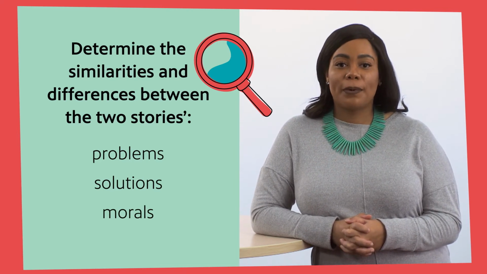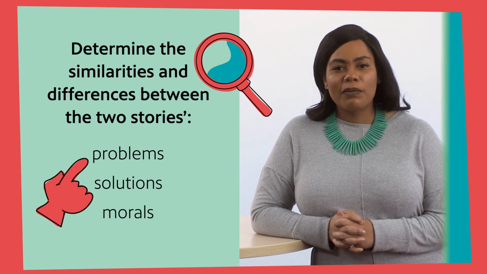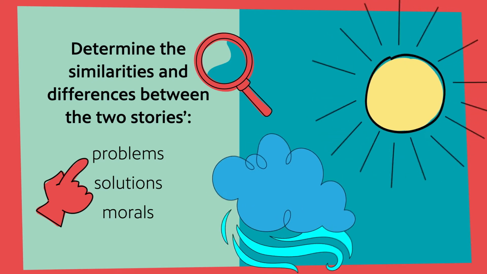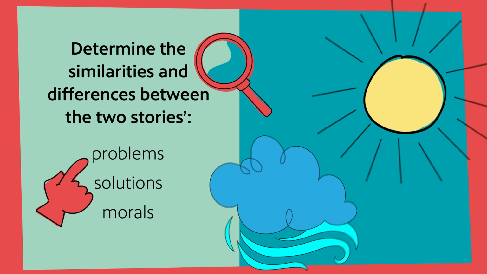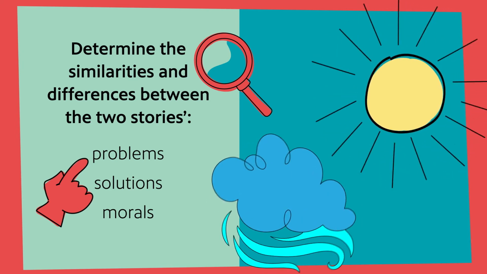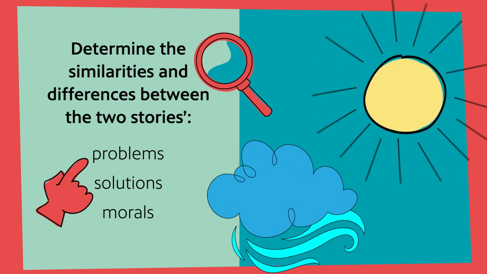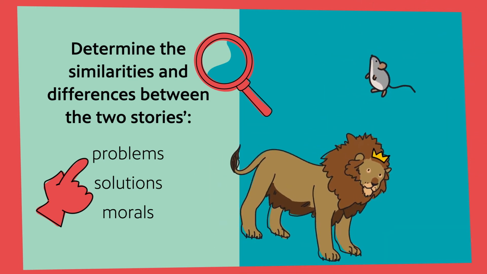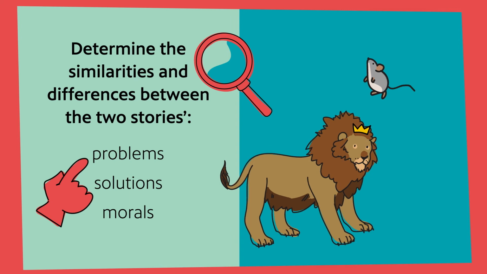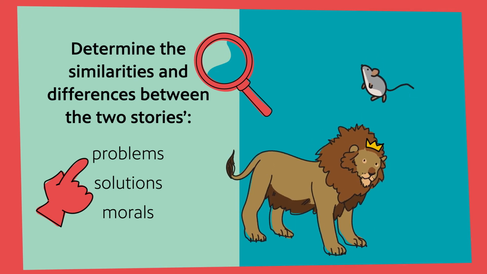We're going to start with the problem. What was the problem in The Wind and the Sun? That's right. The problem was that the wind and the sun were trying to determine who was stronger. Great job. Now let's think about The Lion and the Mouse. What was the problem? Right again. The problem was that Lion got caught in a trap.